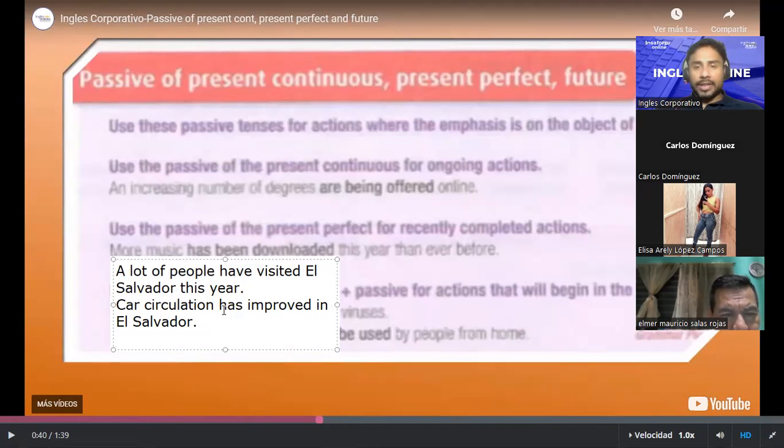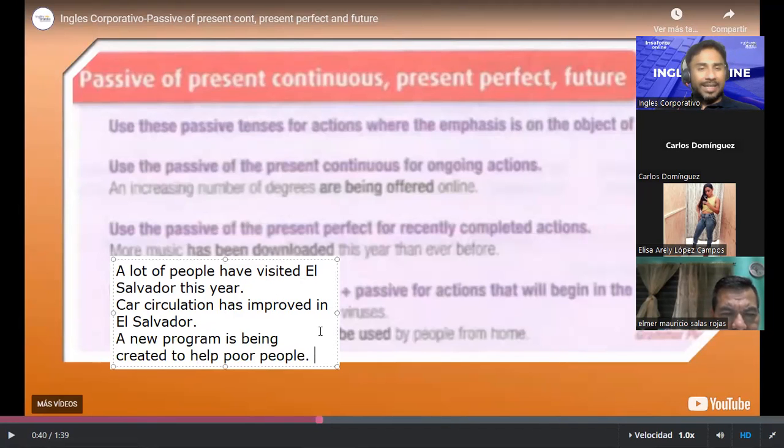Who can give me another example? A new program is being created to help poor people. Excellent, Christina. That is correct. Good job, Christina. A new program is being created to help poor people. Perfect. Good. All right, guys, let's continue.